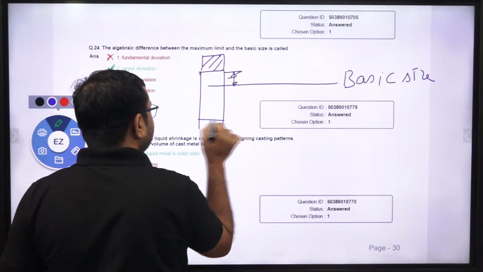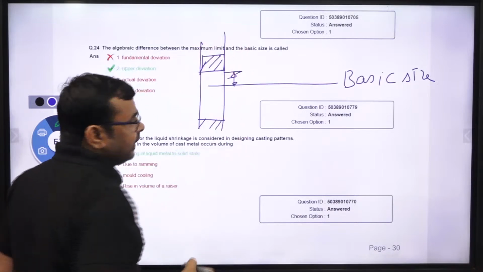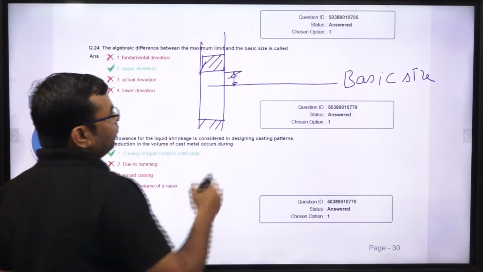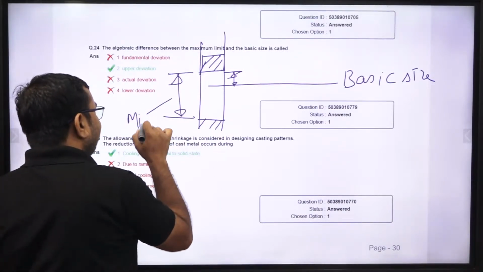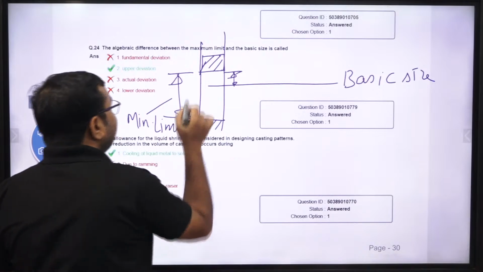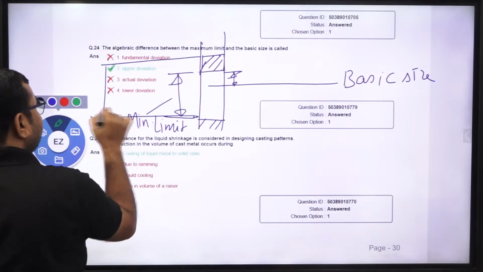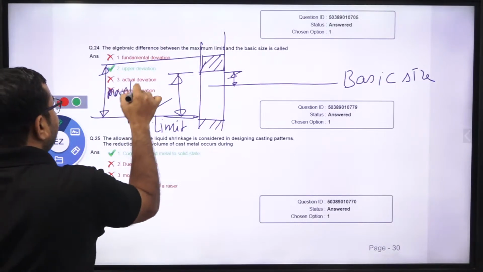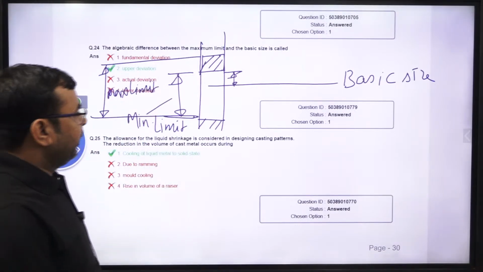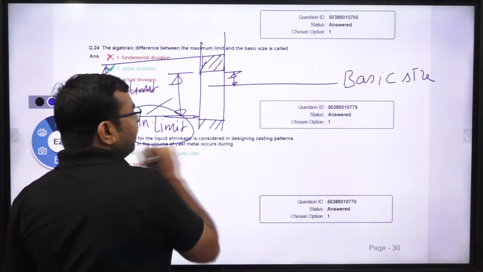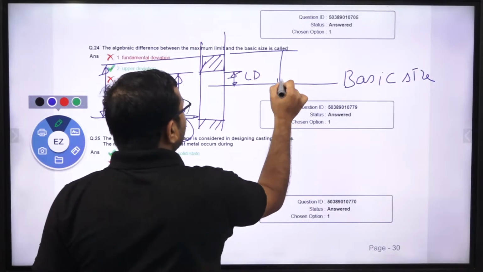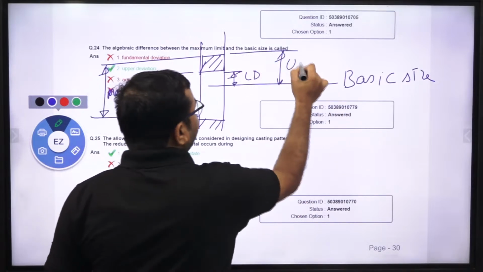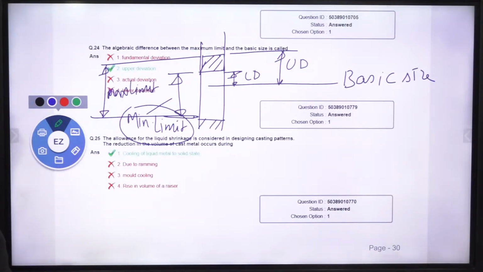Suppose you have a hole like this. Yes or no? And this is the basic size. So can I say this is called the minimum limit? Yes or no? This is the minimum limit and this is the maximum limit. Is it clear? So the difference between the minimum limit and the basic size is called the lower deviation, and the difference between the maximum size and the basic size is called the upper deviation. So the correct answer is upper deviation.